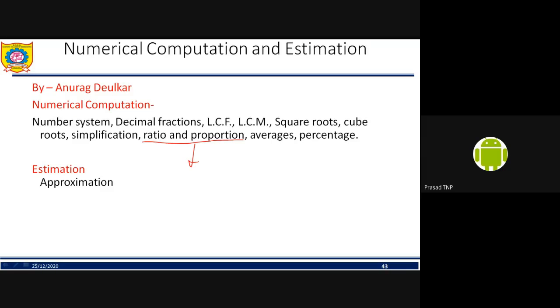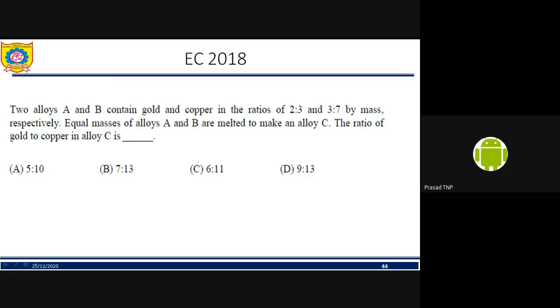So what is given in this question? This was asked in the Electronics and Communication 2018 GATE examination. You can go through the question. Two alloys A and B contain gold and copper in the ratios of 2:3 and 3:7 by mass, respectively. Equal masses of alloys A and B are melted to make an alloy C. The ratio of gold to copper in alloy C is how much?